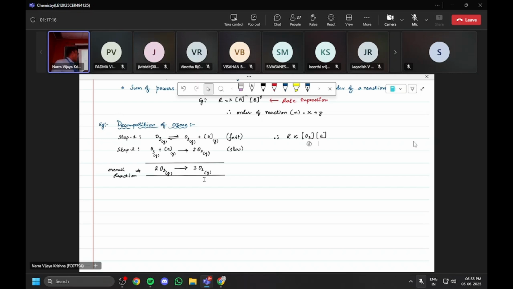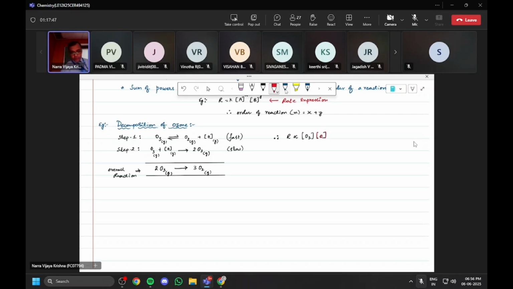Clear? What is the molecularity for the overall reaction? 2. Two moles of ozone are involved, na? Correct? Any questions in it? Overall molecularity is one thing, but order is different. To find order, I need to know the reaction mechanism and I need to calculate the rate expression. Now, here this is an intermediate, so I need to eliminate it.